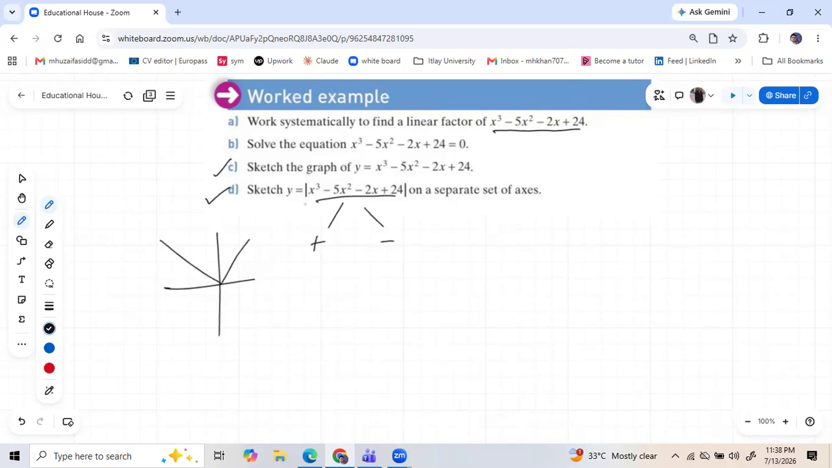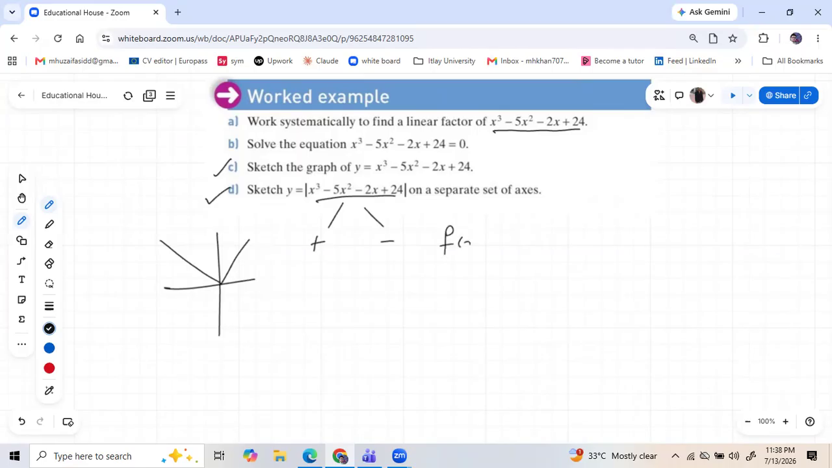But here we have the absolute function with respect to the cubic function, so maybe its graph will differ. So we are working on this. Look at it here. Work systematically to find the linear factor. So first of all, how can we find the linear factors?